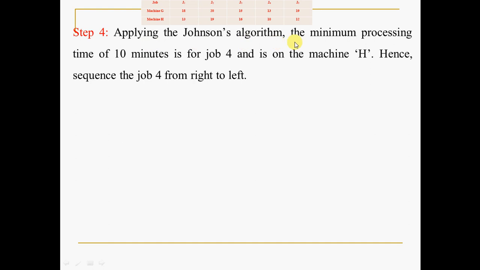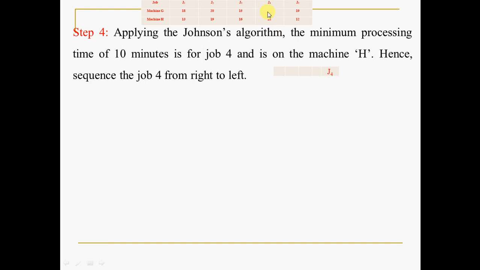Applying Johnson's algorithm, the minimum processing time is 10, that you can see here, 10 minutes. That is for job 4 on machine H. See here, G you can assume as M1 and H as M2. If the least processing time is on M1, you have to sequence that from left to right. If the least processing time is on M2, you have to sequence that from right to left, the same concept only. So as the least processing time is on H, which is like M2, you have to sequence that from right to left. By doing that, J4 is sequenced.